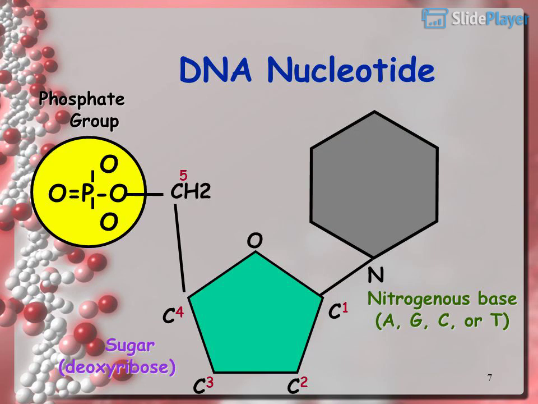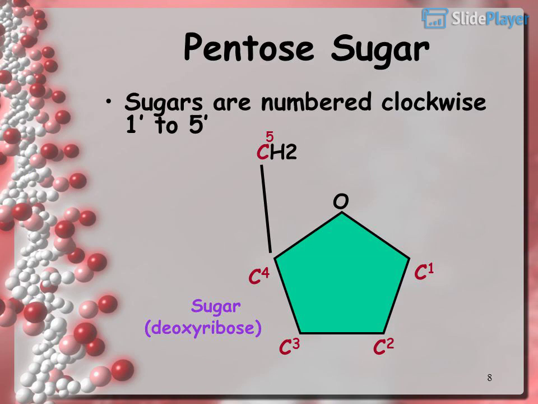DNA nucleotide: a phosphate group, a nitrogenous base (A, G, C, or T), and a 5-carbon sugar, deoxyribose, with CH2, O, C1, C4, C3, C2. Pentose sugars are numbered clockwise, 1 to 5.